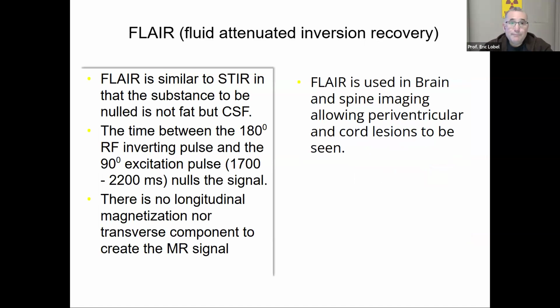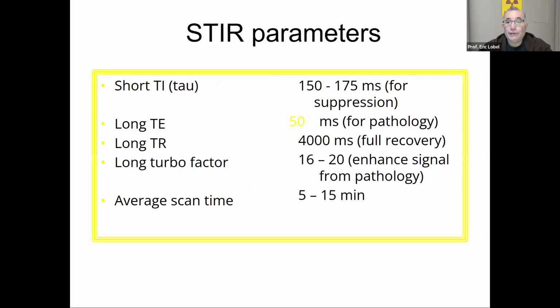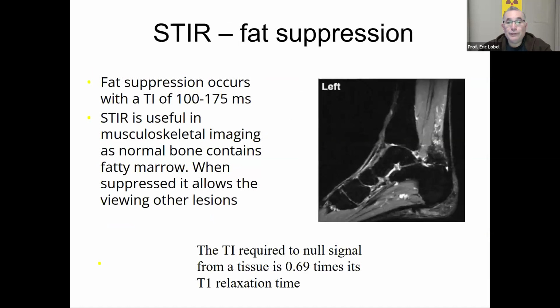So FLAIR is basically like a STIR, but for fluid. It's going to be a bigger difference because the T1 times are different for fat than they are for CSF. But it's still the 0.69. I think you might have missed this, Jewel. Here it is in writing: 0.69 times the T1 to give you the TI. Okay.